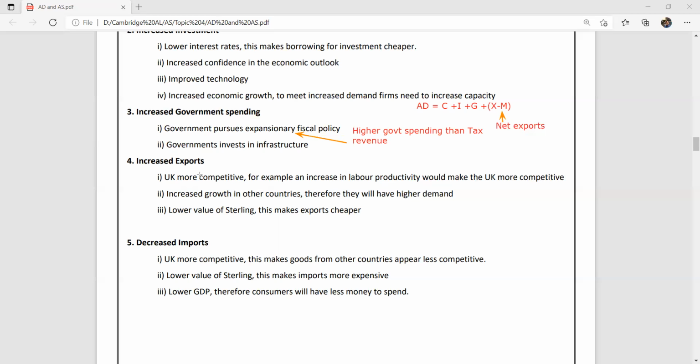Next one, increased exports. What do exports represent here? The economy collects more money from abroad by selling our goods. Whenever exports increase, aggregate demand can increase. At the same time, with decreased imports, then only aggregate demand will rise.